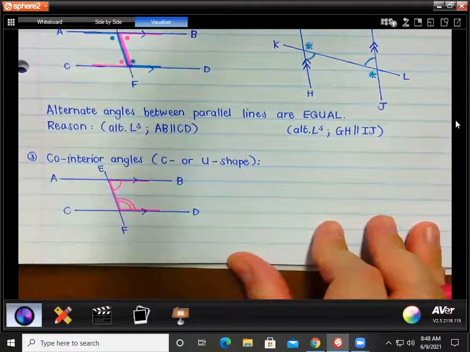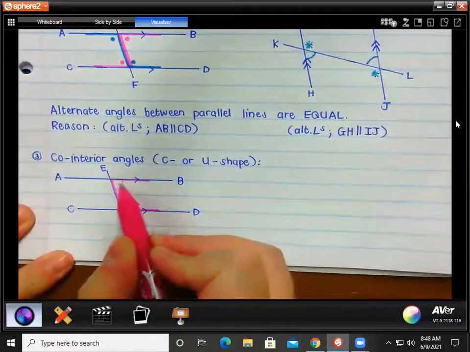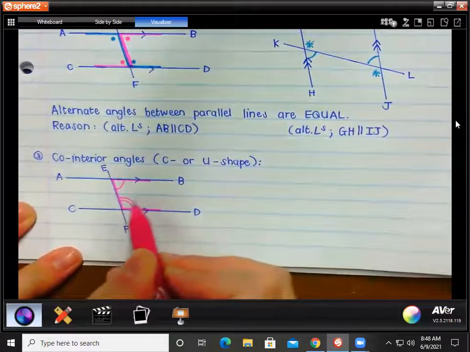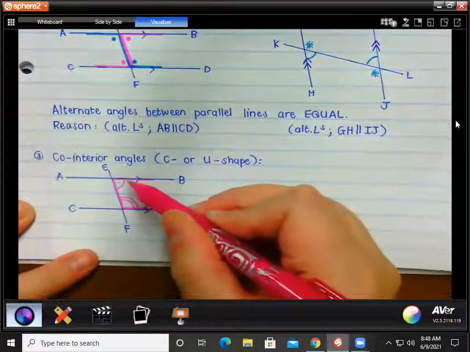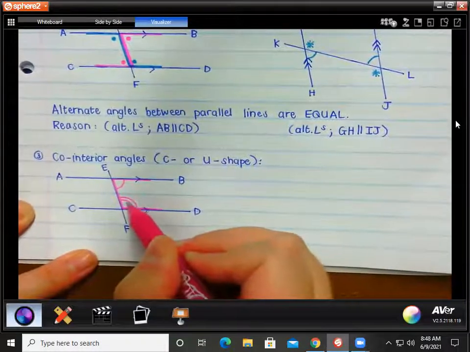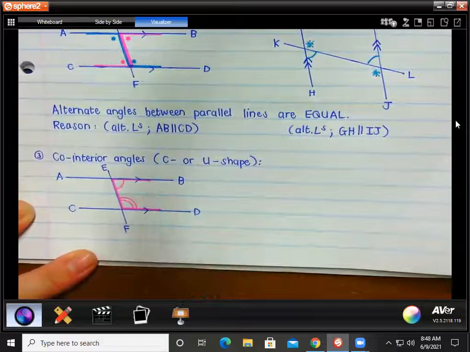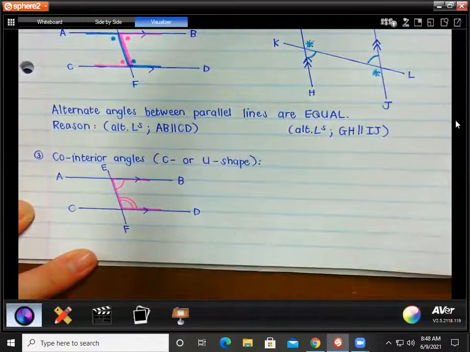All right, so that's the thing with co-interior angles. For example, if this angle here is 70 degrees, that one will have to be 110. If that one is 80, that one is going to have to be 100. So these two angles will always add up to 180. I'm going to write that down just now.